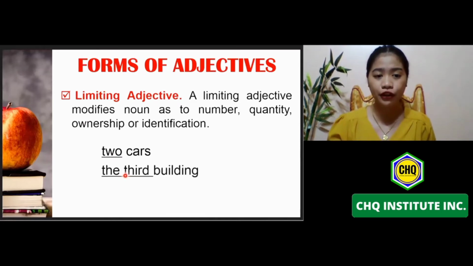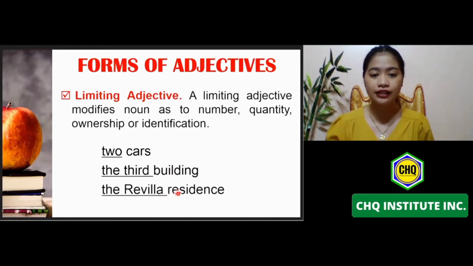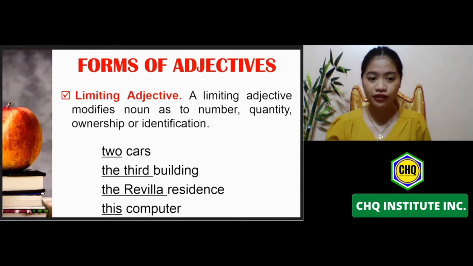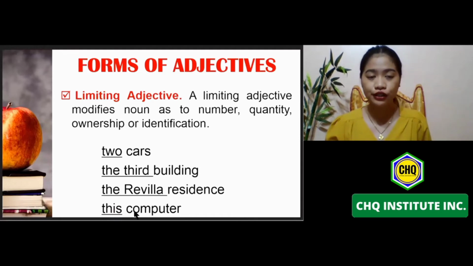The next one will be the third building. So again, this is a limiting adjective, and it modifies our noun, which is the building. The Revilla residence. This is the limiting adjective. It shows ownership. This computer. So this is the limiting adjective that modifies our noun, which is computer.